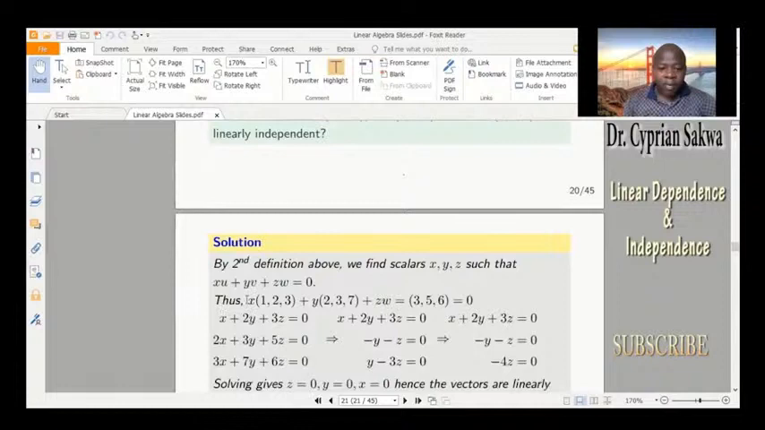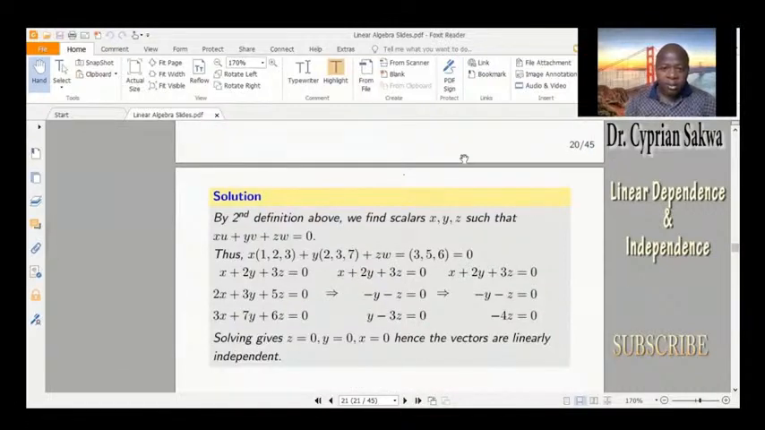x, y, z, such that x times u plus y times v plus z times w would give us 0. If these scalars x, y, z exist, and they are not all 0, then we say the vectors are linearly dependent. But if they are all 0, then the vectors are linearly independent. Let's just go through it.